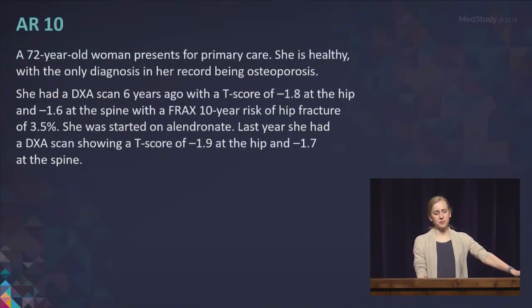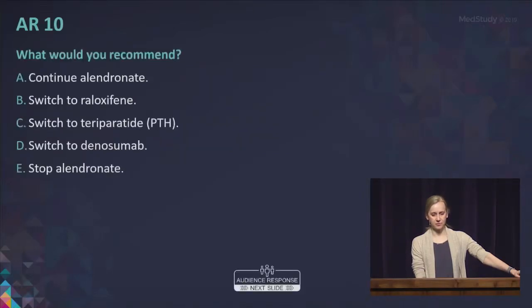A 72-year-old woman presents for primary care. She is healthy with the only diagnosis in her record being osteoporosis. She had a DEXA scan 6 years ago with a T-score of negative 1.8 at the hip and negative 1.6 at the spine, with a FRAX 10-year risk of hip fracture of 3.5%. She was started on alendronate. Last year, she had a DEXA scan showing a T-score of negative 1.9 at the hip and negative 1.7 at the spine. What would you recommend?